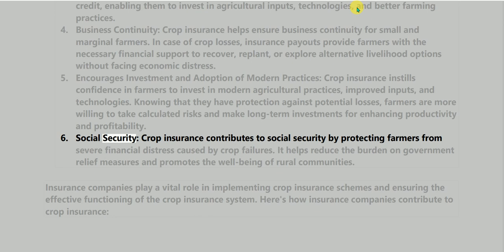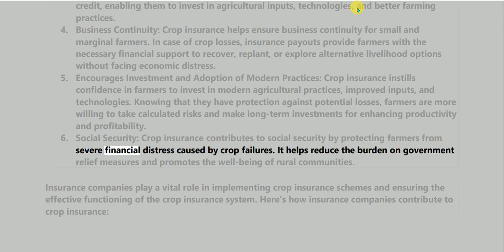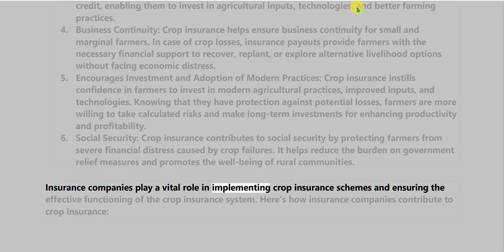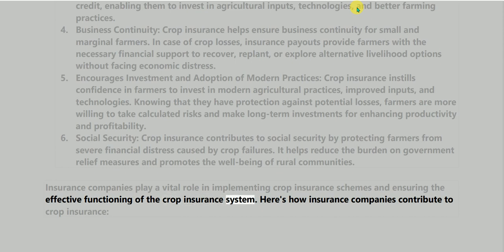6. Social security. Crop insurance contributes to social security by protecting farmers from severe financial distress caused by crop failures. It helps reduce the burden on government relief measures and promotes the well-being of rural communities. Insurance companies play a vital role in implementing crop insurance schemes and ensuring the effective functioning of the crop insurance system. Here is how insurance companies contribute to crop insurance.